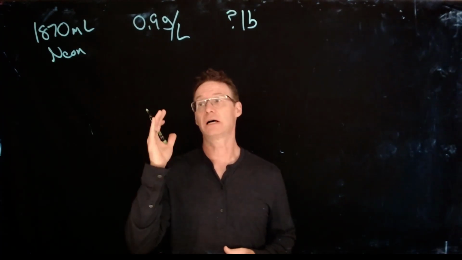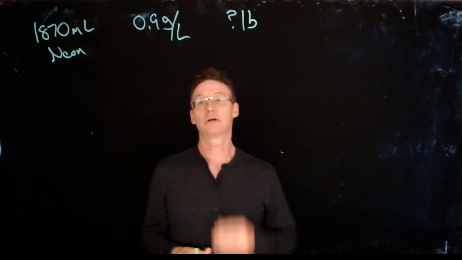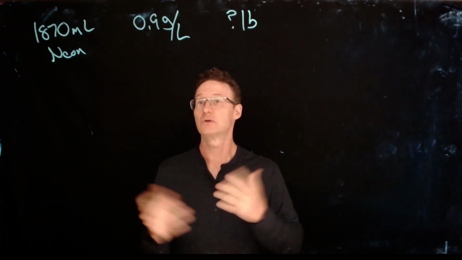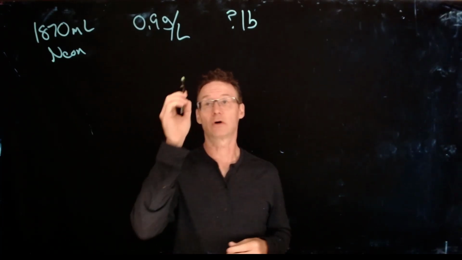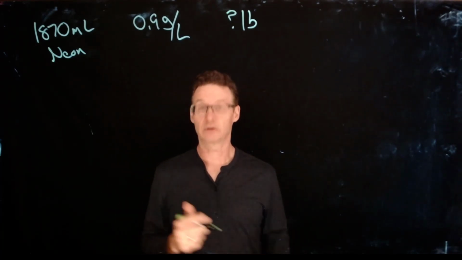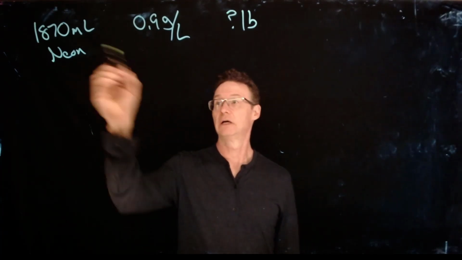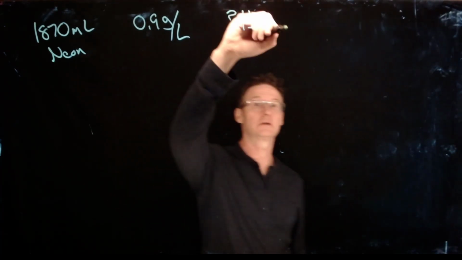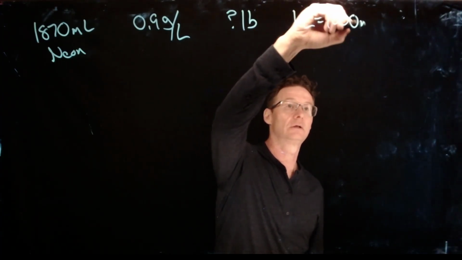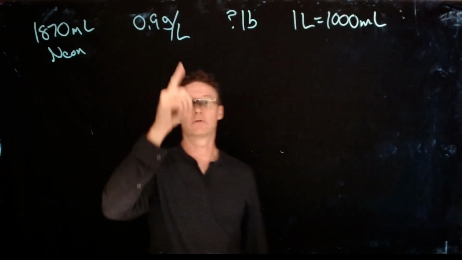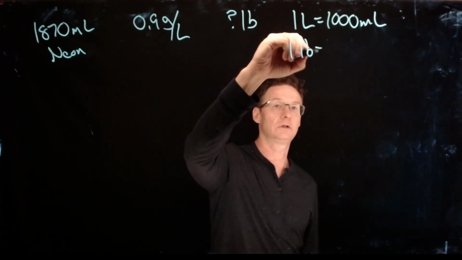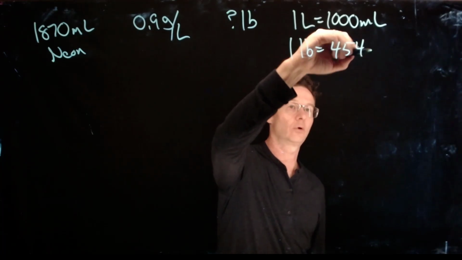All right, so we've got the number of milliliters, we've got a density which has grams and liters in it, we want pounds, so we need a couple other things here. We need to convert grams to pounds, and we need to convert milliliters to liters, so we're going to need a couple of conversion factors here that we don't have yet. The conversion from milliliters to liters is that 1 liter equals 1,000 milliliters. And the conversion from grams to pounds is 1 pound equals 454 grams.